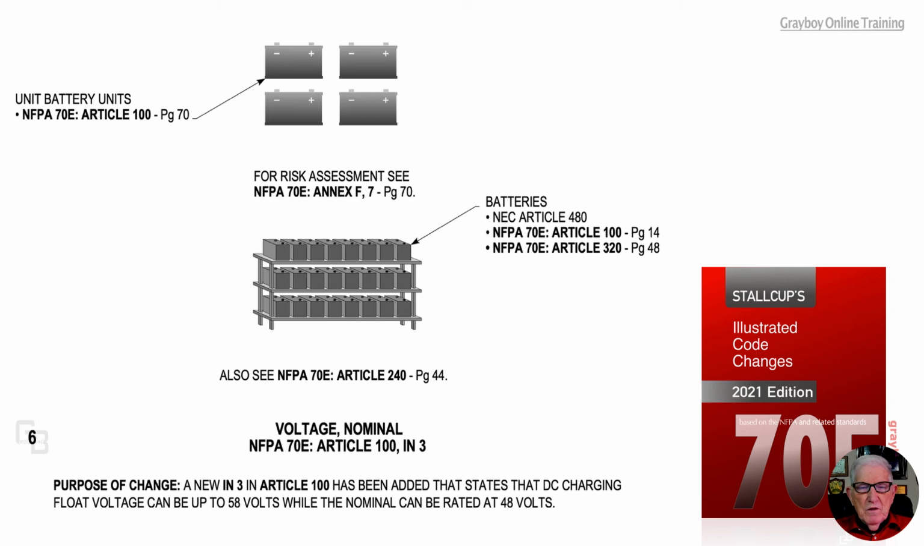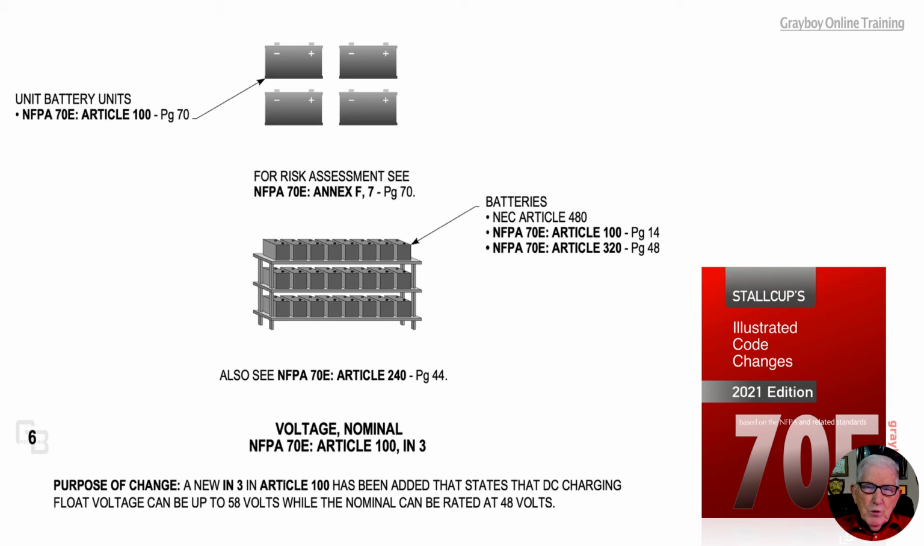This illustration deals with voltage, nominal voltage, in accordance with NFPA 70E, Article 100, Informational Note 3. Now notice in the purpose of change that this is a new Informational Note 3 in Article 100 that has been added that states that DC charging flow voltage can be up to around 58 volts, while the nominal can be rated at about 48 volts.